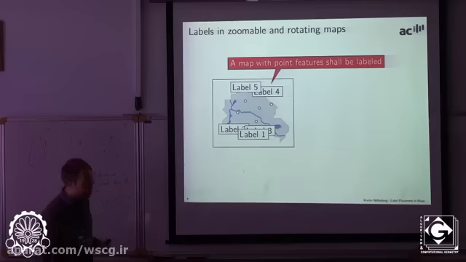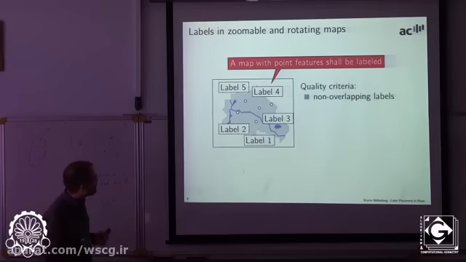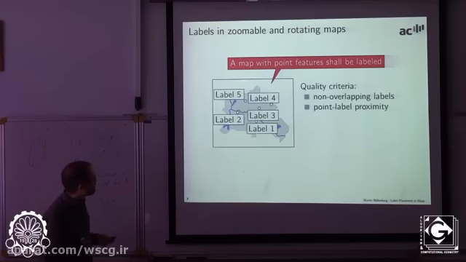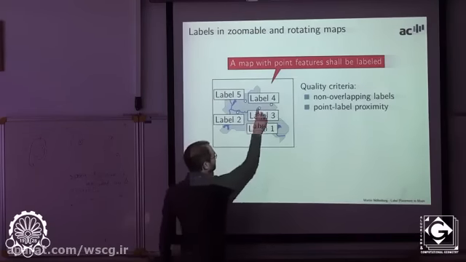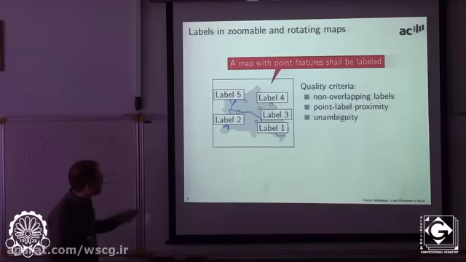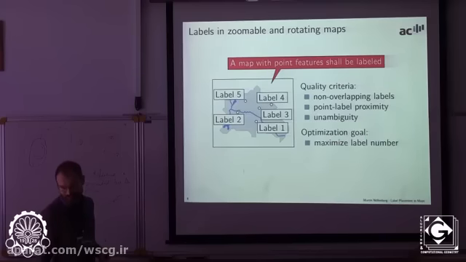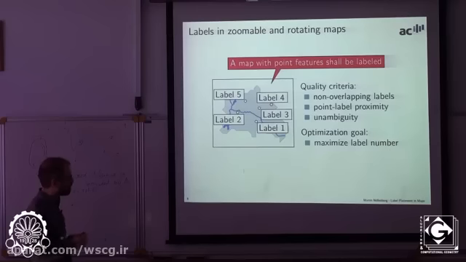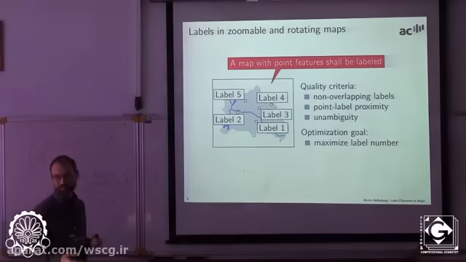Okay, so we have these labels. That's of course not a nice placement. We want them to be non-overlapping. We want them to be close to their features and maybe be unambiguous. Here it's not so clear whether label 3 belongs to that point or that point. You need to do a bit more thinking, but like that the corner points more nicely. These are all criteria that we know from the static labeling that I started with. And one optimization goal could be to maximize the number of labels, so solving geometric independent set.